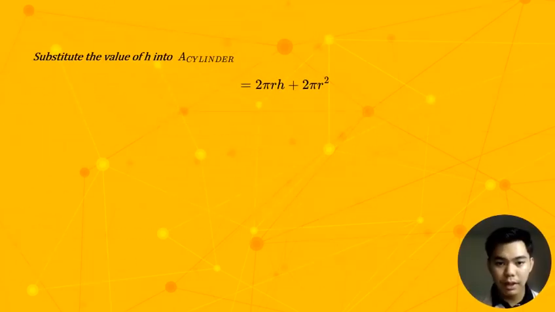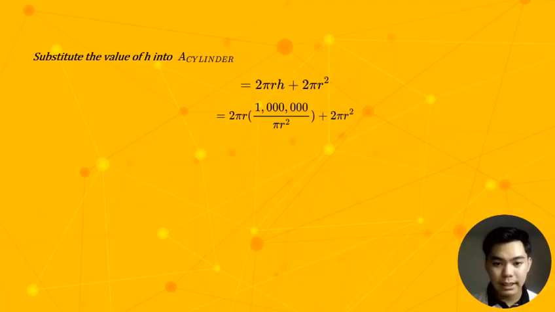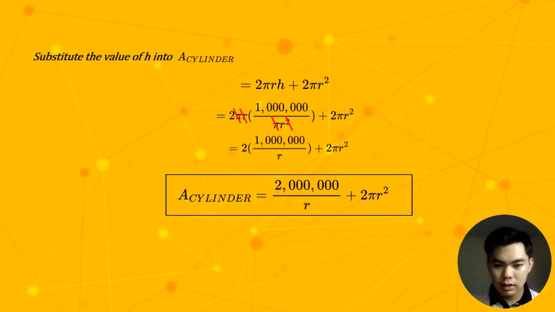Substitute the value of h into the area of the cylinder, which is 2 pi r h plus 2 pi r square. That gives 2 pi r, bracket, 1 million over pi r square, close bracket, plus 2 pi r square. Eliminate the pi r, and we get 2 times 1 million over r plus 2 pi r square. We get the area of the cylinder, which is 2 million over r plus 2 pi r square.